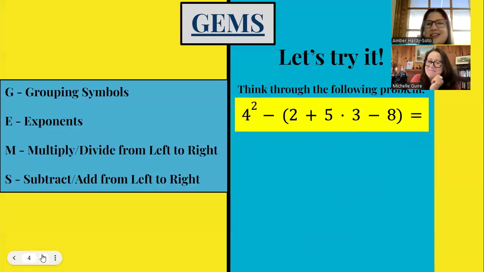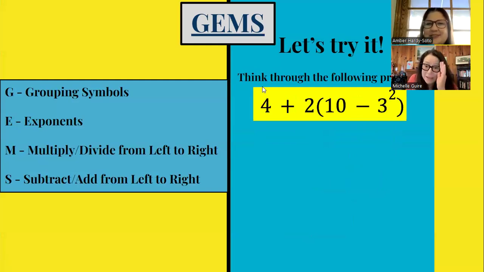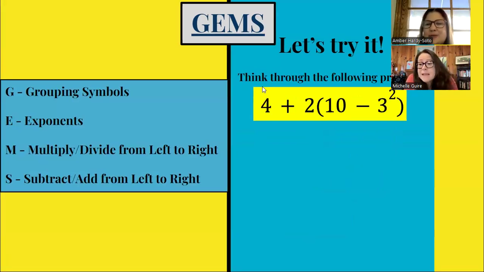Well done. Well, let's try another example. Shall we? Okay. So this next example is 4 plus 2 times the quantity 10 minus 3 to the second power. So again, we have grouping symbols. So we're going to do what's inside the grouping symbols first. We have 2 operations this time. We have subtraction and we have exponents. And when we look at our GEMS, exponents come first. So we're going to do 3 to the second power, which is the same as 3 times 3, and we get 9.